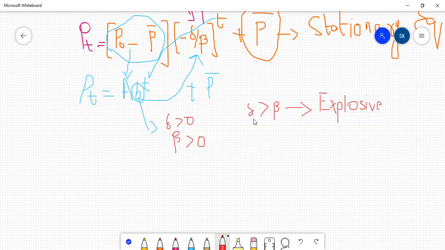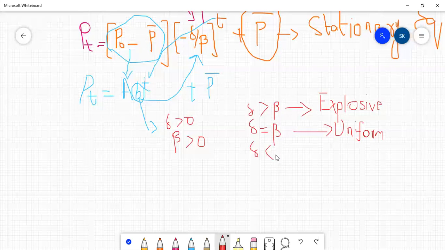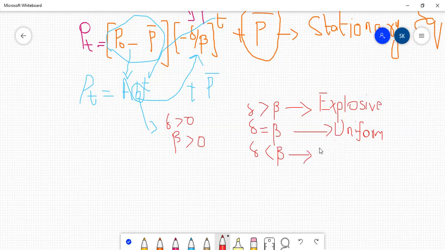If sigma is equal to beta, then we will have a uniform time path. Again, the uniform time path diagram can also be seen in my previous lecture on the dynamic stability of equilibrium. And if sigma is less than beta, then we have damped oscillations. And what are damped oscillations? Again, I would request you to check the lecture named Dynamic Stability of Equilibrium in my YouTube videos.